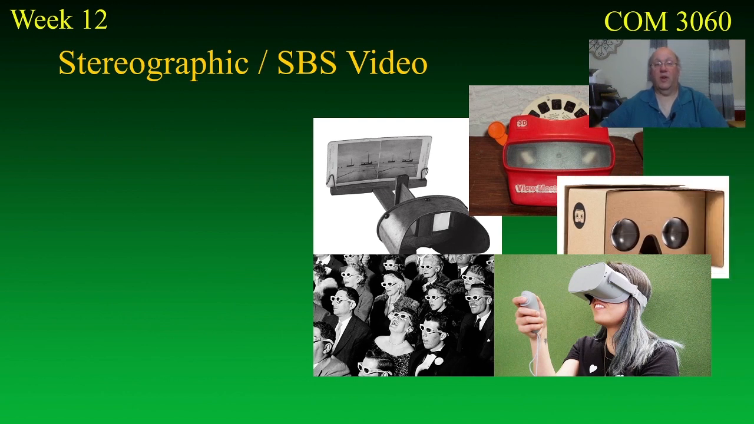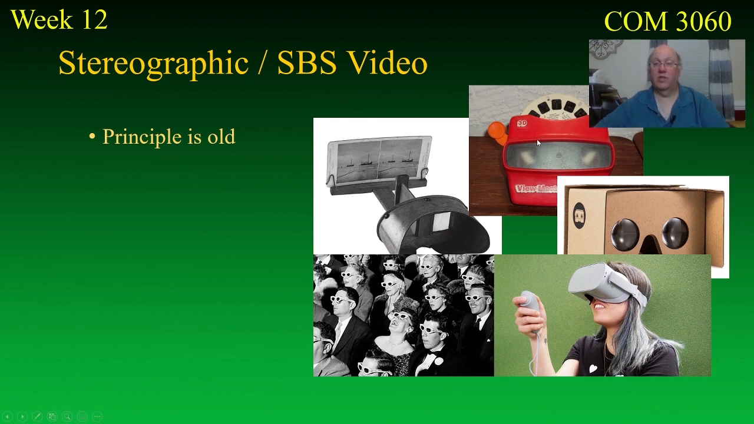Okay, so if you look at stereographic video or side-by-side video, SBS video, I just wanted to make the point that the principle is very old. If you look at this image here, this is called a stereopticon. This technology existed in the 1800s, where you would have a stereo camera that would take two images of basically the same view, but from a slightly different point of view. And then you put on the stereopticon device, and it gives the illusion of depth.